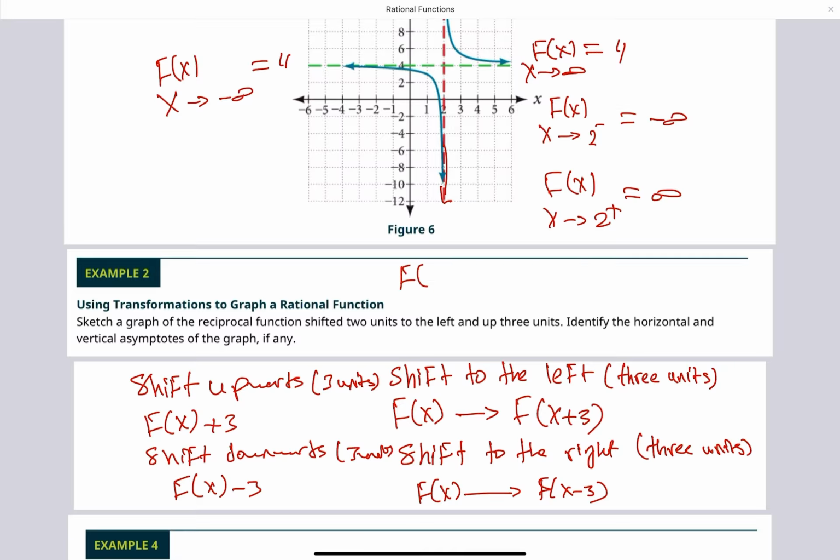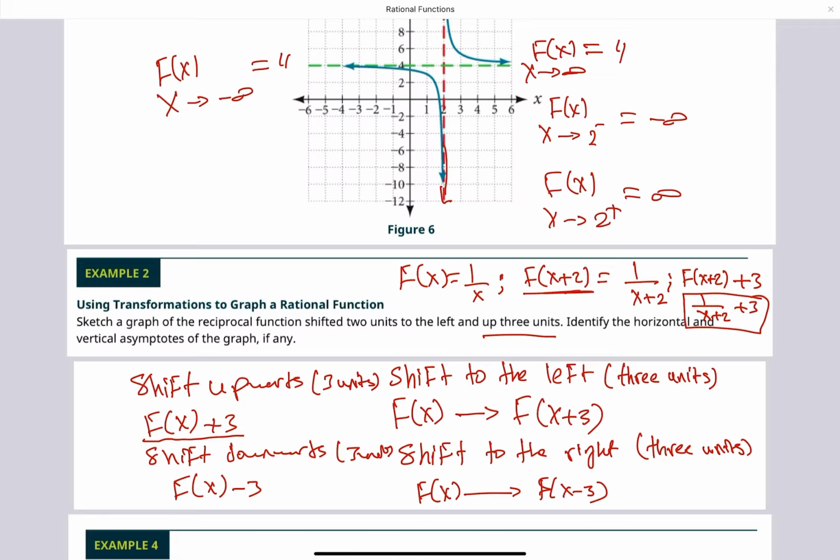Now let's apply what we've learned to the reciprocal function. We have f of x, which equals 1 divided by x. We're shifting it 2 units to the left, so now I have f of x plus 2, which is simply 1 divided by x plus 2. And I'm also shifting up 3 units, so I'm adding 3. Now I have f of x plus 2 plus 3. Remember, you add 3 to f of x, which is simply 1 over x plus 2, plus 3.